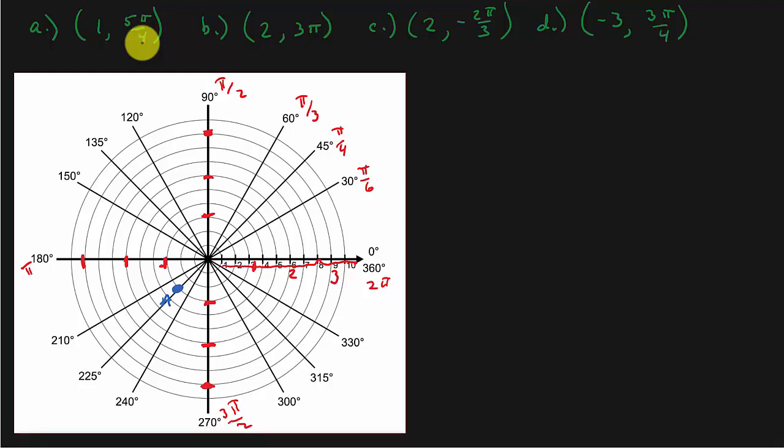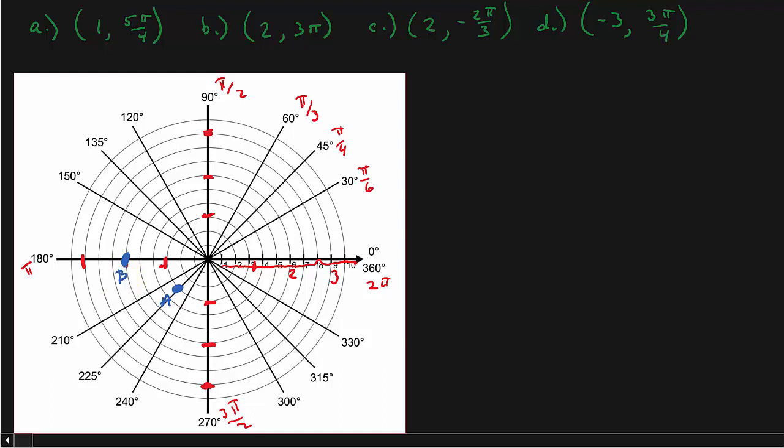All right, so let's look at this one, (2, 3 pi). We're going to go out to 2, and then rotate in a counterclockwise direction 3 pi units. When we go all the way around, that's 2 pi, so we have to rotate another pi, and that would be right here, and this would be the point B.